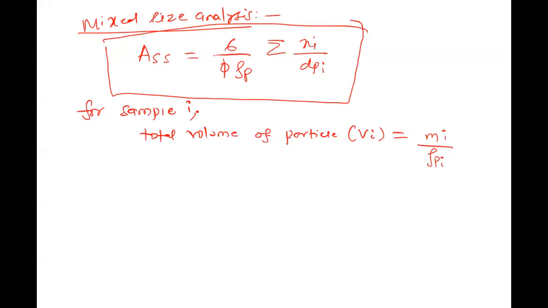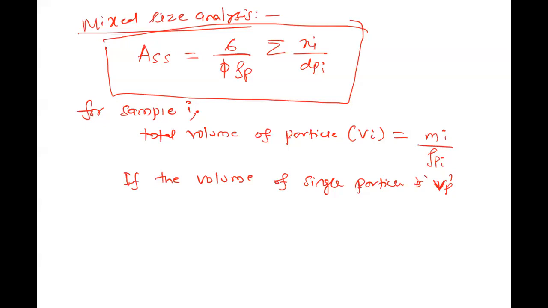If the volume of a single particle is Vp, okay, single particle volume, can anyone tell me what will be the total number of particles in the sample I? Did you understand the question I asked? If the total volume of particles in a sample is Vi, and the volume of a single particle is Vp, the number of particles will obviously be Vi by Vp. Yes or no?